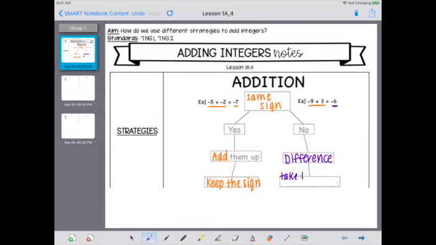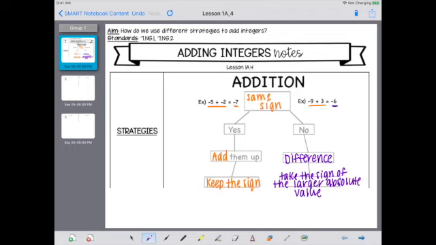So take the sign of the larger absolute value. And this is going to make more sense when we go over it.